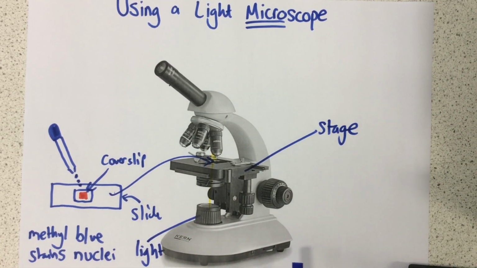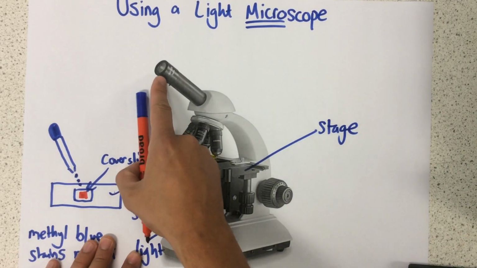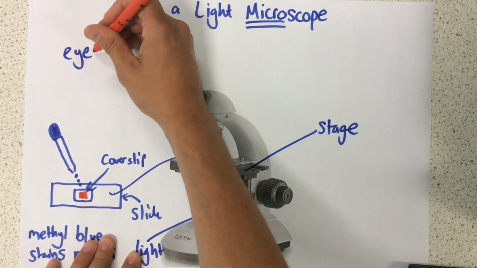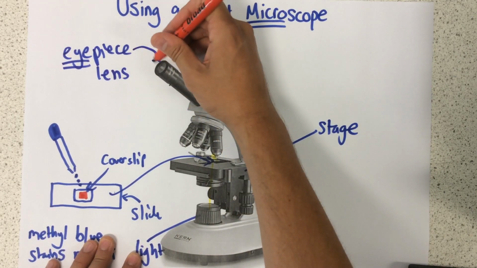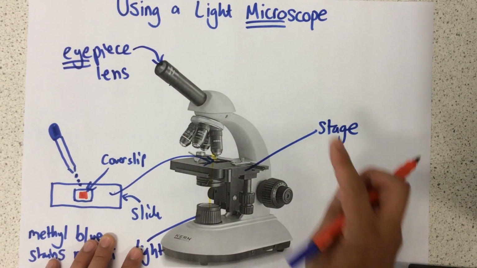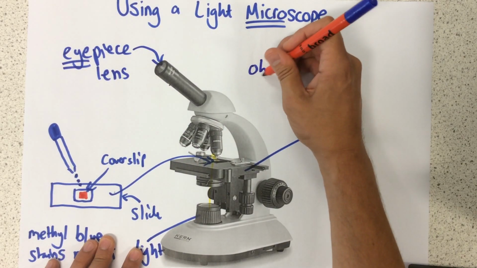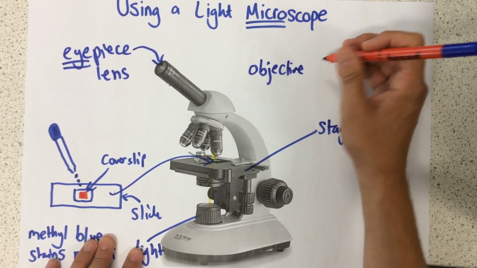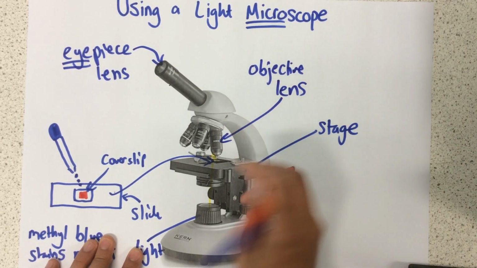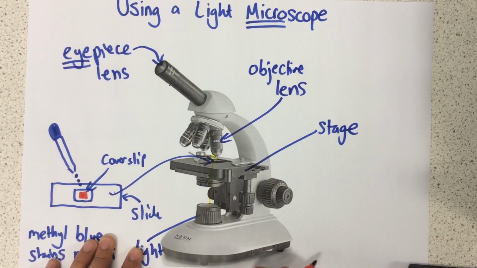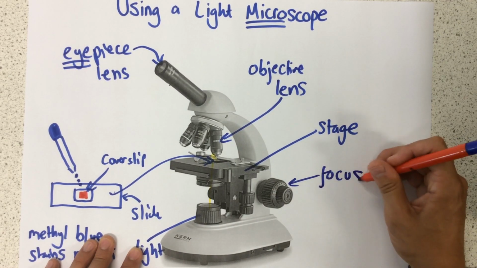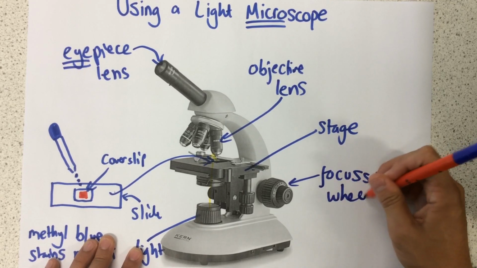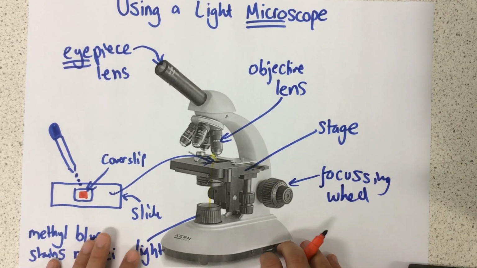Right, the other things that we need to know. The bit that you look down, this part here, is called the eyepiece lens. Nice and simply, it goes with your eye. So this here is the eyepiece lens that you look down. The name of the other lenses here are the objective lenses. Can you see there's several different objective lenses? All of them have different strengths of magnification. Some of them have a lower magnification, some have a higher magnification. And also this part here, this is called the focusing wheel. So you turn this in order to bring the image into focus.